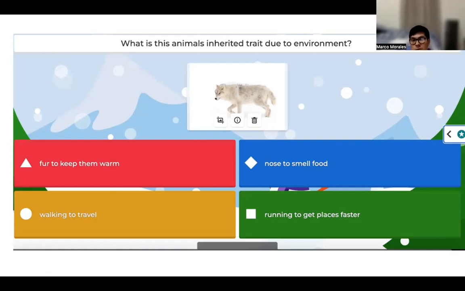Can someone explain to me why square might not be the answer? All right, Maria, what do you think? Exactly, Maria, exactly. She also said that running is an action. So running to get places faster is an action, and that's not really an inherited trait, but rather a learned trait. Thank you, Maria.